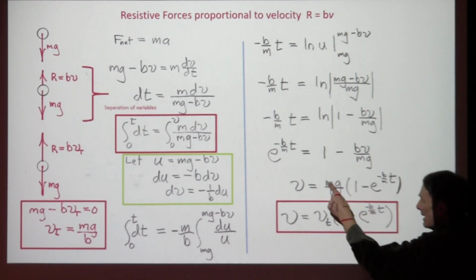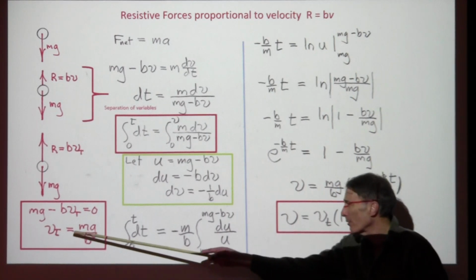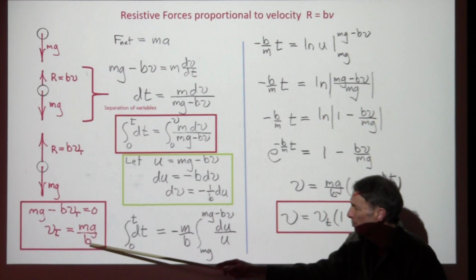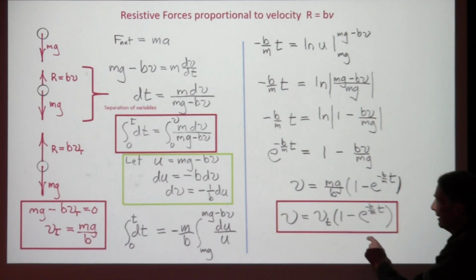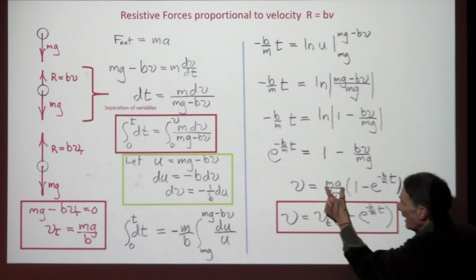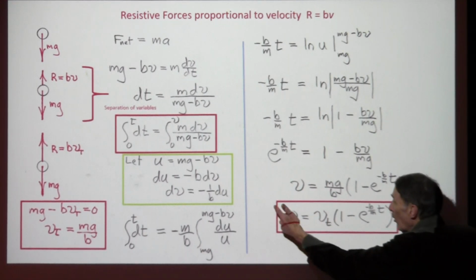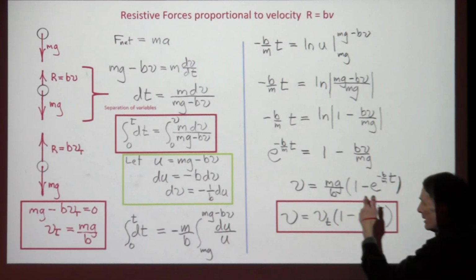Something that's good to see, this mg over b. Oh, we saw that over here when we dealt with terminal velocity. Mg over b is the terminal velocity. So instead of writing that, I can write the terminal velocity. You may want to store this equation in your head.